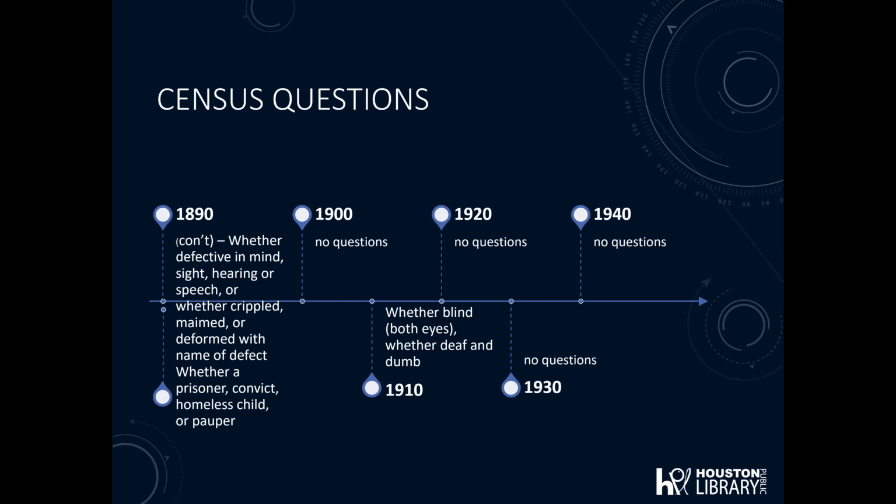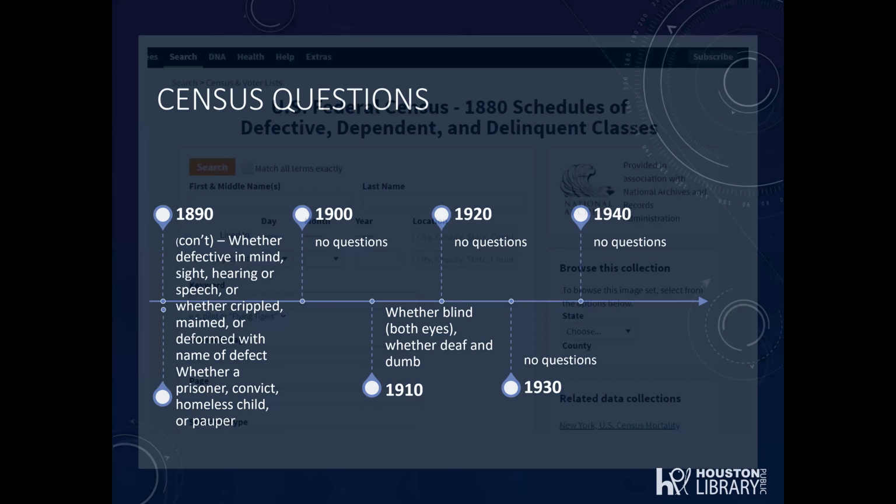All this information should lead you to further documents, should lead you to try and find maybe medical records. 1900, they didn't ask any health affliction questions. 1910, whether they were blind, and you can see 1920, 1930, 1940, they did not ask any of those health questions. But it's a lesson in looking at each census and looking at all those columns, because in 1930, they asked whether there was military service. So don't get focused just on that name. Look at all the columns.